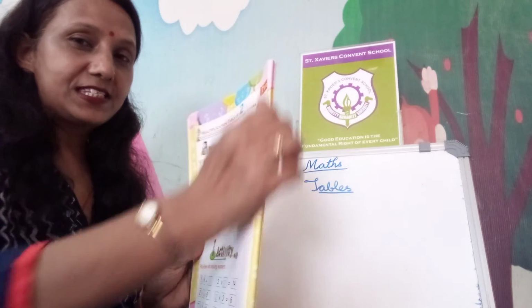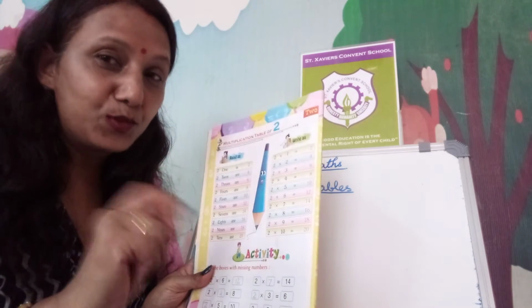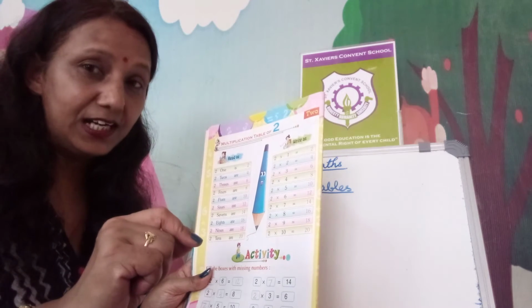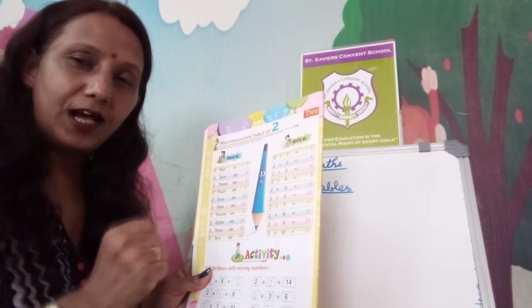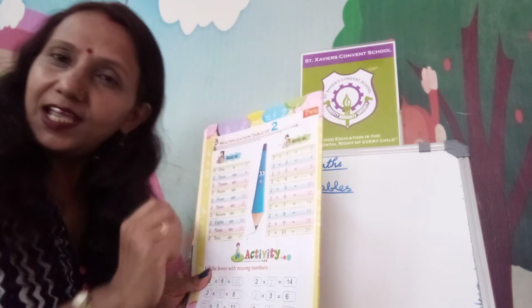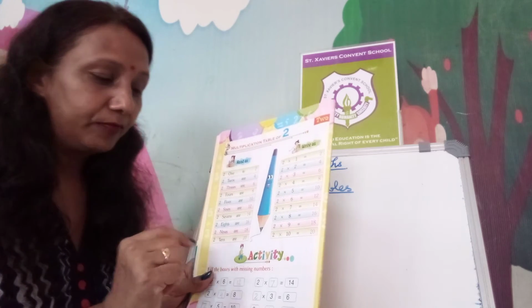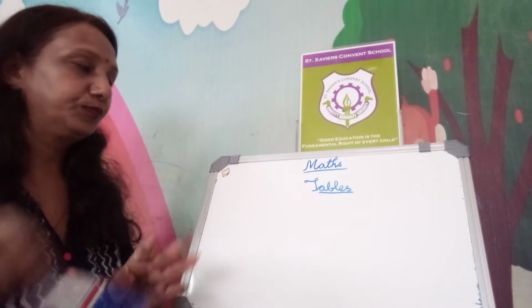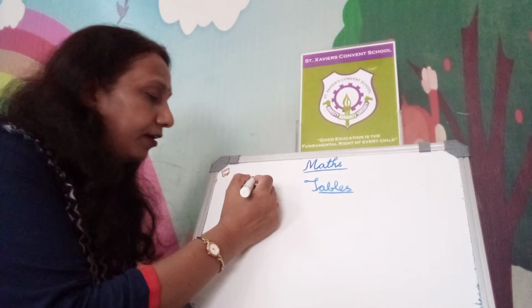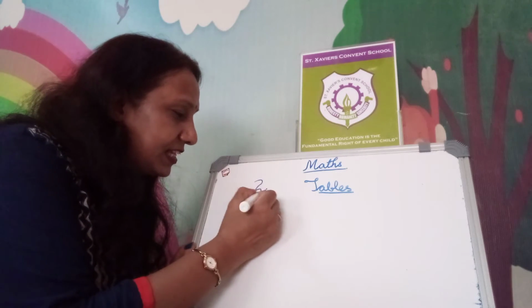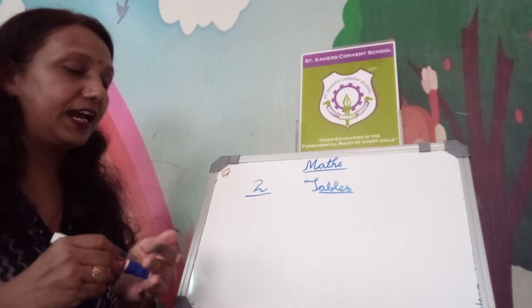That means we start from the table of 2. It will be a little difficult. When you memorize and learn properly, that will be easy for you. Now, table of 2. We will first see how we can learn it.